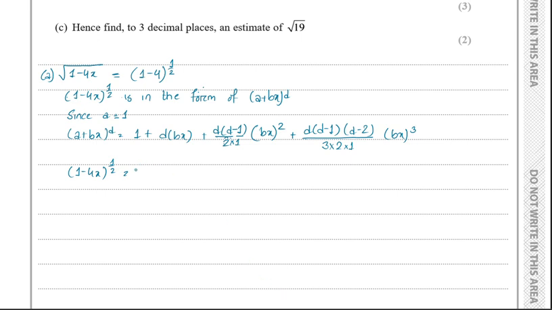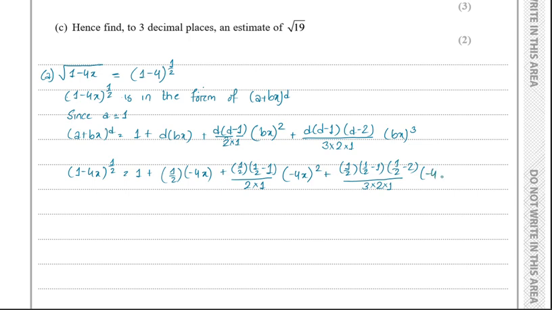And if I expand this, the first term will be 1. d is half here, so half, and b is minus 4, so minus 4, x, plus half again, multiplied by half minus 1, divided by 2 multiplied by 1, b is minus 4, x squared, plus d is half minus 1 and multiplied by half minus 2, divided by 3 multiplied by 2 multiplied by 1, and b is minus 4x to the power cube.